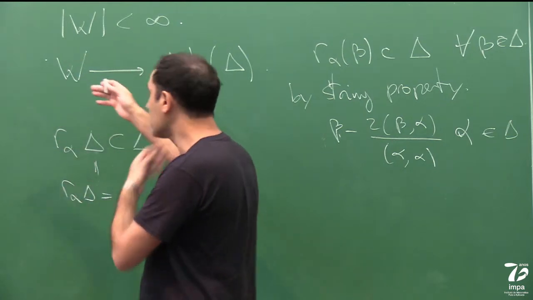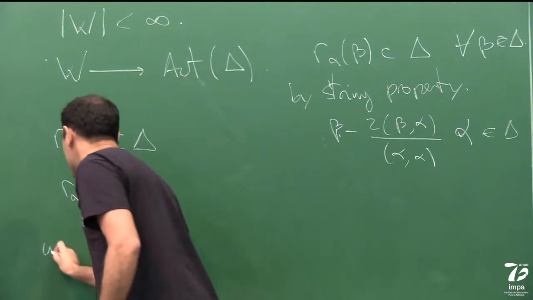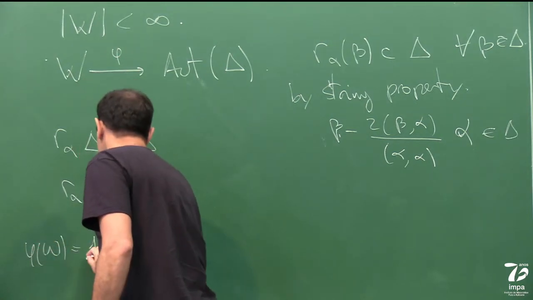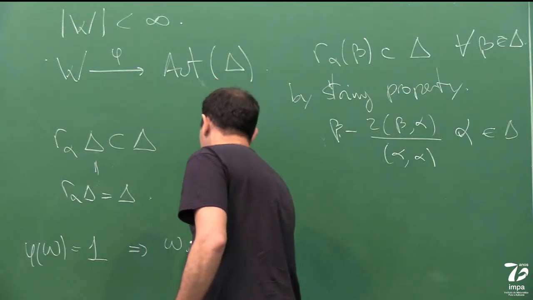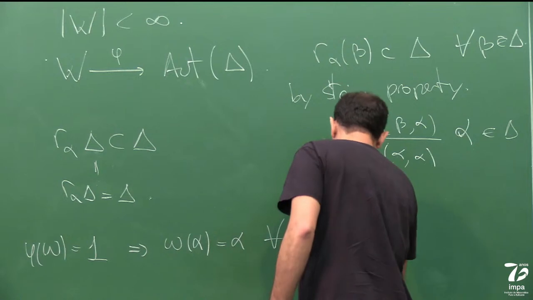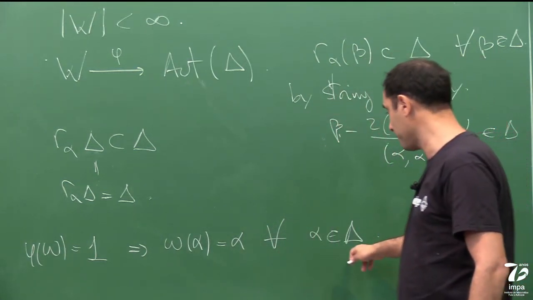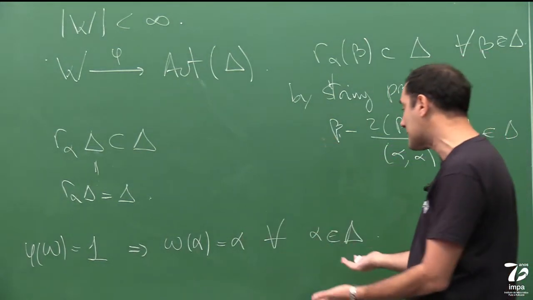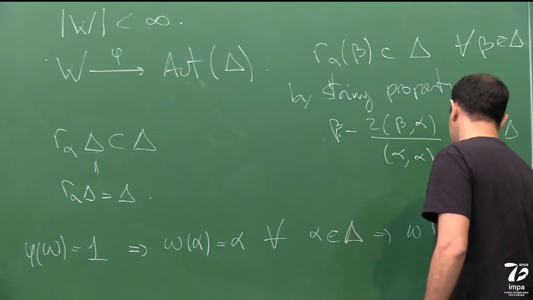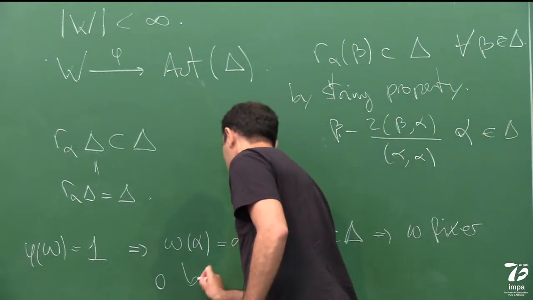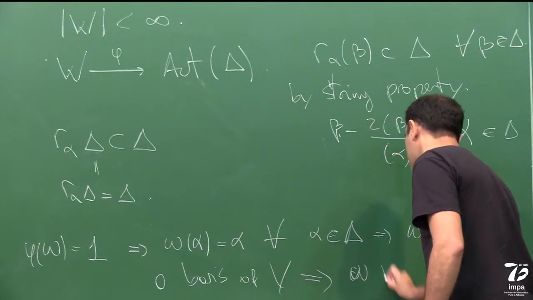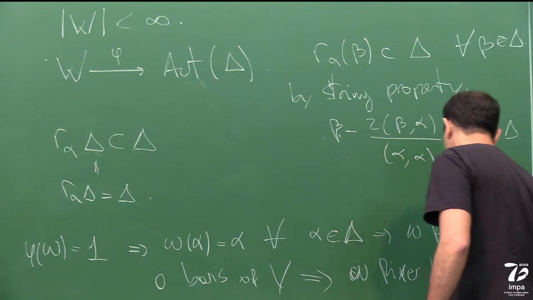So now for any element of the Weyl group, you get a permutation of the roots. And if W is in the kernel of this morphism, let's call this guy phi, so if phi of W is equal to the identity, that means that W of alpha is equal to alpha for every alpha in delta. And this is absurd because delta contains a basis for V. So if it fixes a basis of V, then it fixes all of V, and that means that W is the identity. So this means that W fixes a basis of V, and this implies that W fixes V. And this implies W is the identity of V.